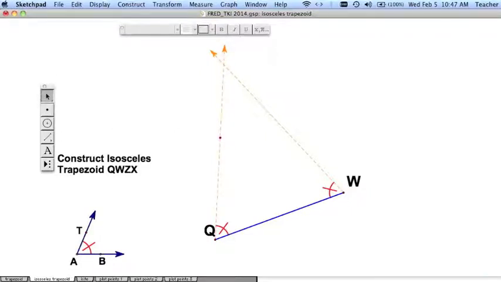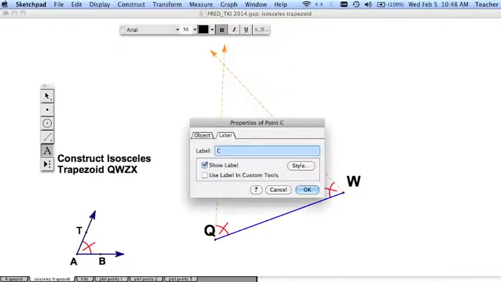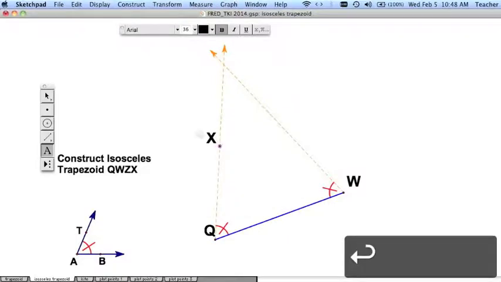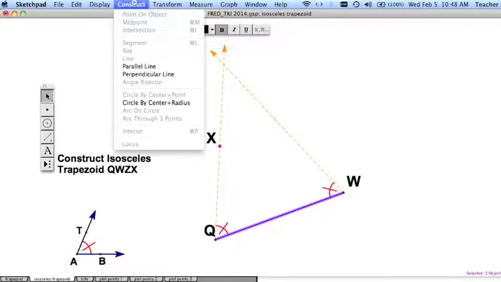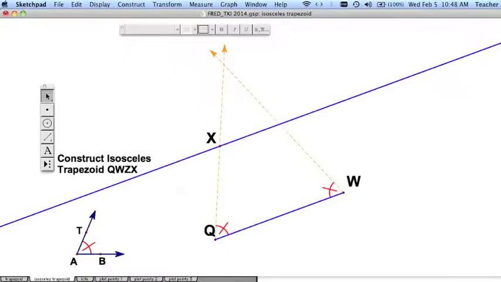So put a random point here on this ray. And what's the name of our isosceles triangle? QWZ. X-ray. So we're going to put an X here. And I want you to select the blue base and select the X. And what do you think we're going to construct? Parallel line.